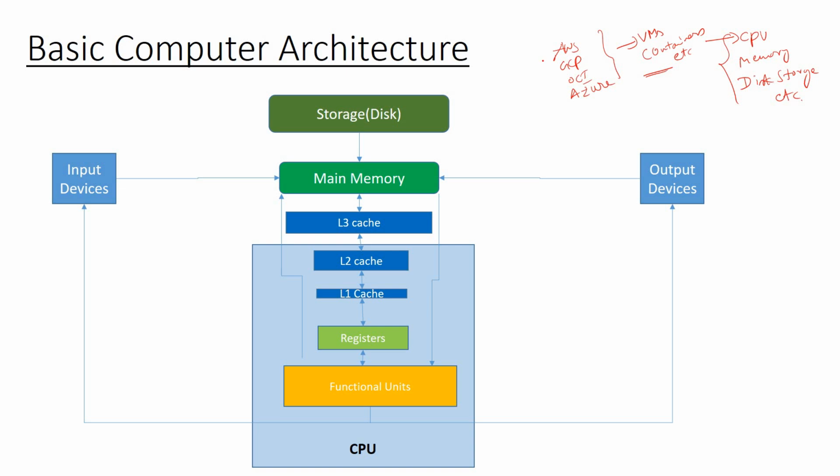so that this knowledge would be useful while creating and managing the infrastructure in any of the clouds as well as in on-premises. So now let's discuss different components of computer architecture and we would see how they interact with each other. So let's start.